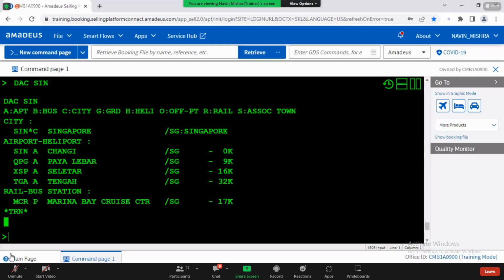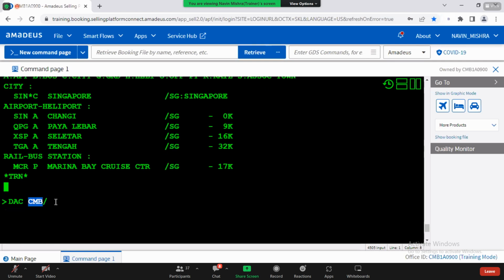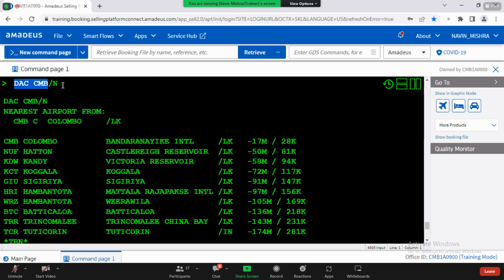Suppose you want to know the 10 nearest airports related to any nearby airport or the airport code which you wanted to know. Suppose I want to know CMB, which is the city code. I want to know which all the 10 nearest airports are nearby this city. So what I'll do, I type DAC and then the 3-letter city code followed by /N. What will happen? This will help me to find out the nearest airport from the city Colombo.